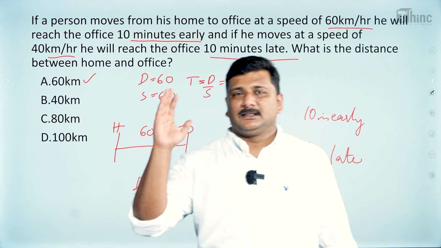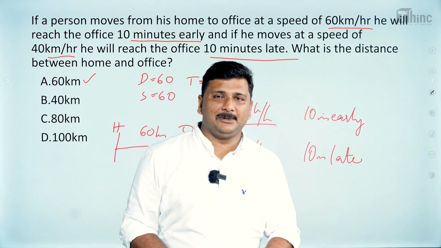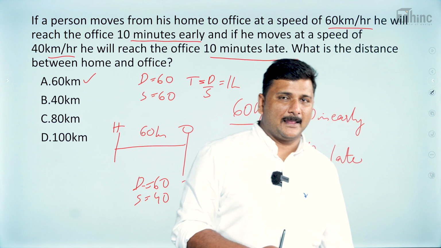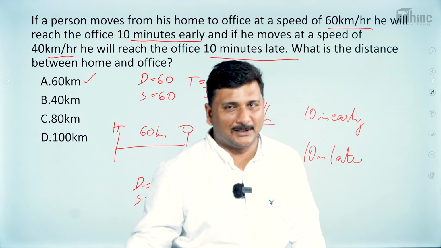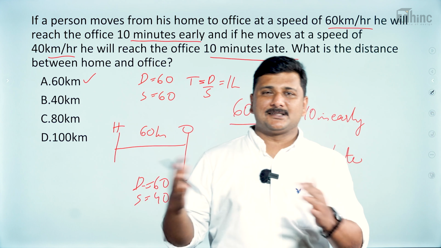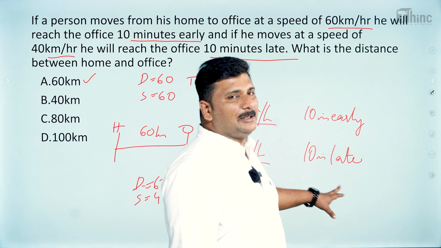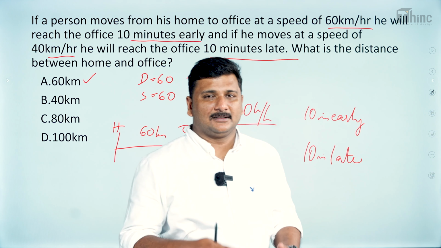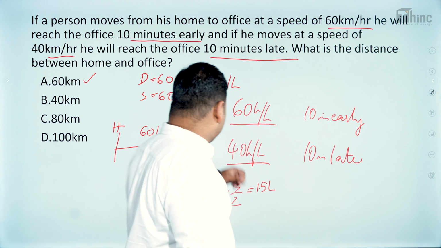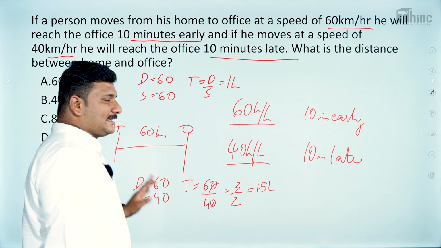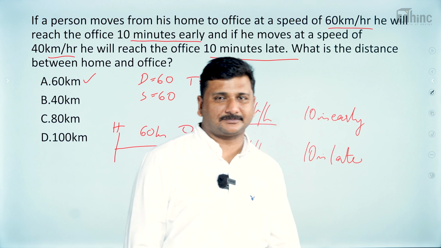For example, the correct time is 10 o'clock. When he moves at 60, he reaches 10 minutes early, which means he reaches at 9:50. Moving at 40, he reaches 10 minutes late, which means he reaches at 10:10. So between 9:50 and 10:10, what is the difference in the time? It's exactly 20 minutes, right? So the difference in the time taken in each case needs to be 20 minutes. But here, if the distance is 60, the difference in the time taken is 0.5 hours or 30 minutes.